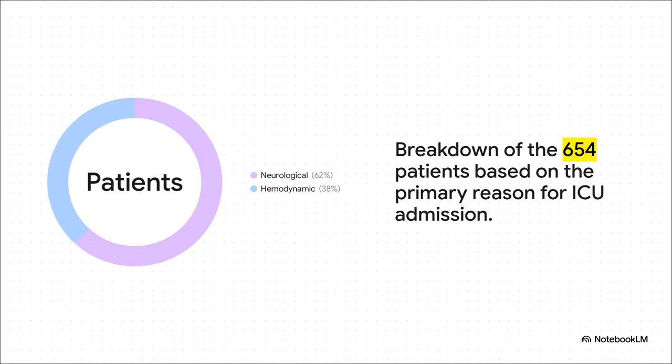And here's what that cohort looked like when they split it up. You can see that a clear majority, about 2/3 of the patients, were admitted primarily for a neurological crisis. The other third or so came in because of hemodynamic collapse.